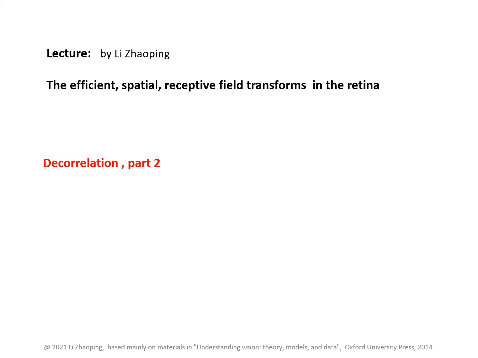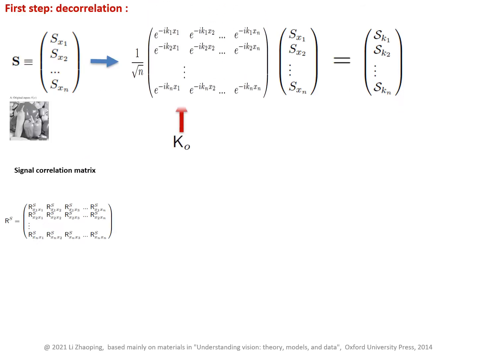Let's continue with the decorrelation part of the spatial efficient coding. This K0 matrix is this n by n matrix. Each row is an eigenvector. Each row, row 1, row 2, and so on, is an eigenvector of the signal correlation matrix Rs.